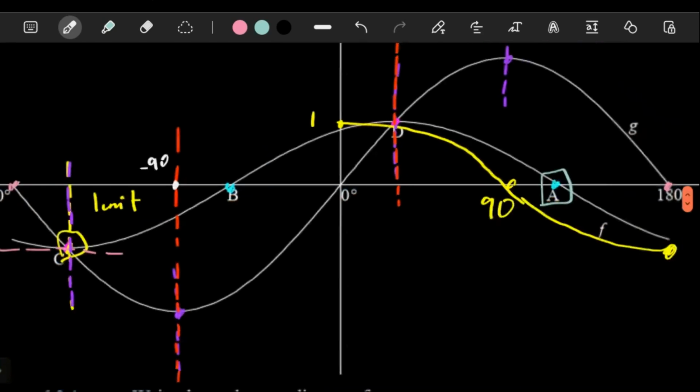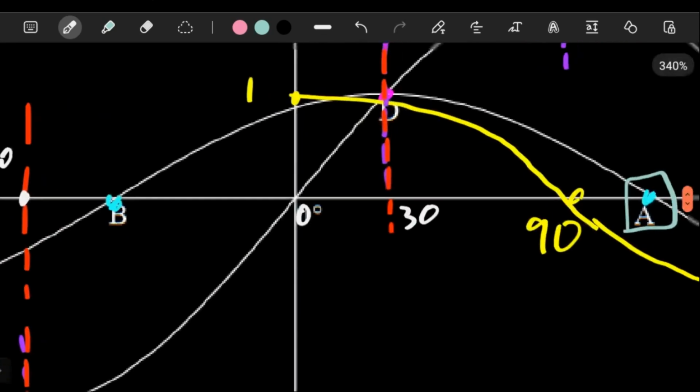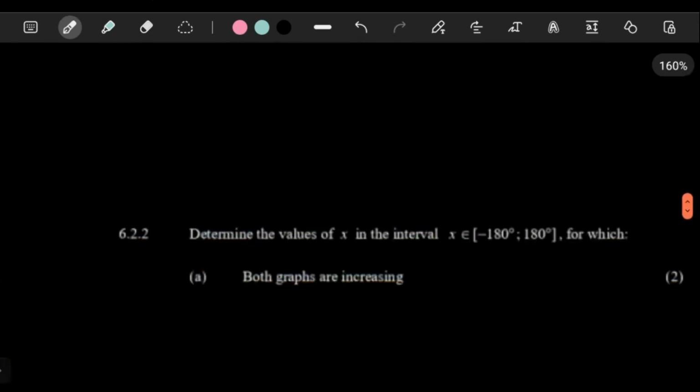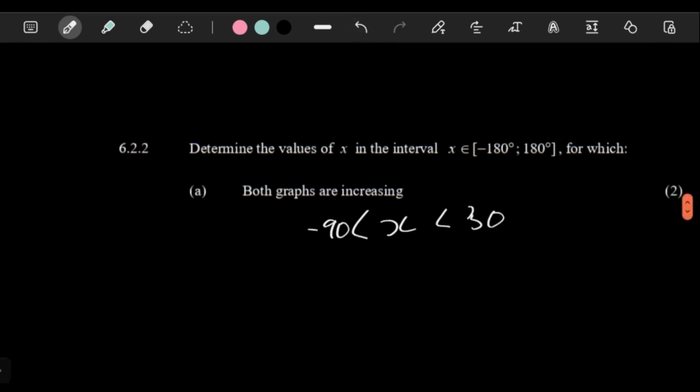Well, we know that this turning point would have been at 0, but it has moved 30 to the right. So this is positive 30. So between negative 90 and 30. Therefore, our x values need to be bigger than negative 90 and smaller than 30, and they're going to give you 2 marks for that. You can see these kinds of questions need you to almost be like a veteran.